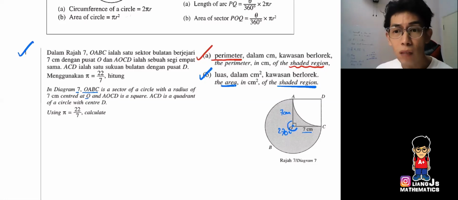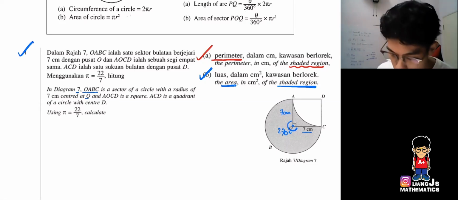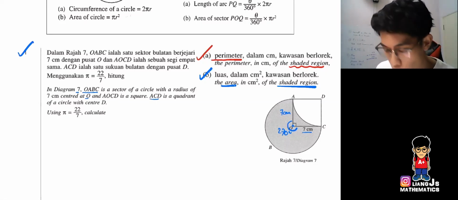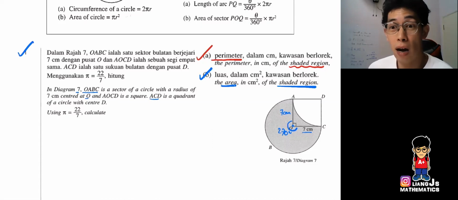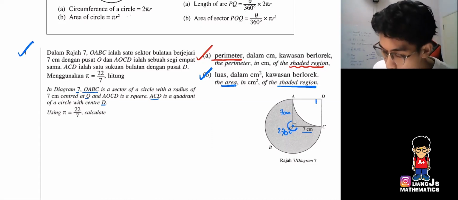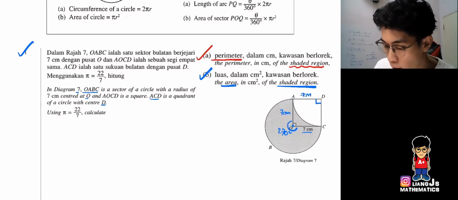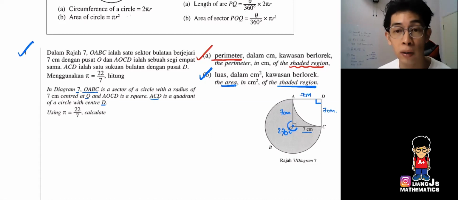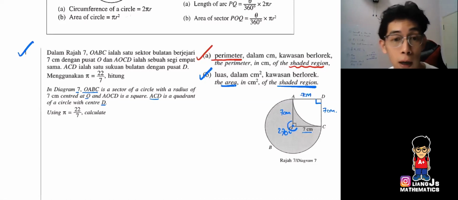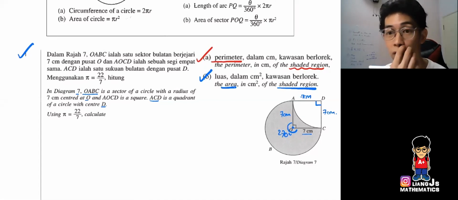Now, ACD is a quadrant. I know that a quadrant means 90 degrees, so where is the 90 degrees? It's at center D, so I put a 90 degree angle there. Of course, that will be 7 cm as well, a very obvious 7 cm. It forms a square there, because they mentioned that AOCD is a square. Now, do you notice I have all the information? I have my angles, my radius, everything.